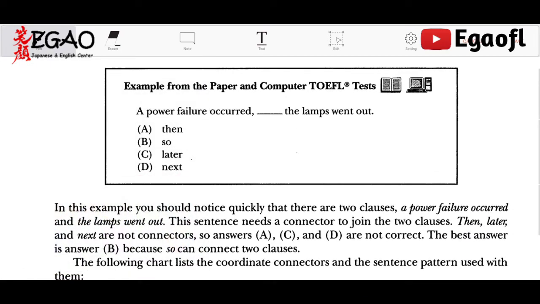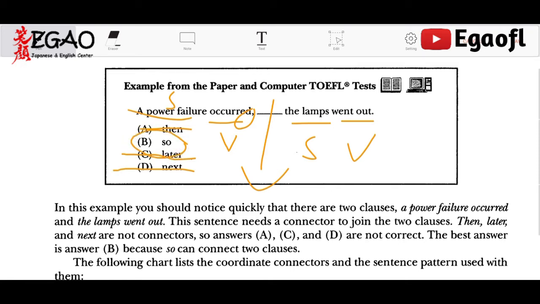Okay, in this example, a power failure occurred. That is a comma. This is the subject, occurred is the verb. This is the subject, this is the verb. So what you need to put is actually only the connector. Now let's take a look at options A, B, C, and D. What is a connector? Then it's not a coordinate connector. Letter is not a coordinate connector. Next is also not a coordinate connector. So the best answer is B. The power failure occurred, so the lamps went out.